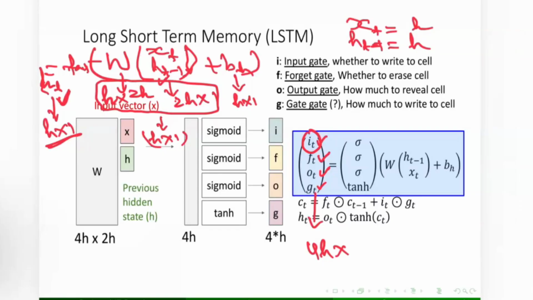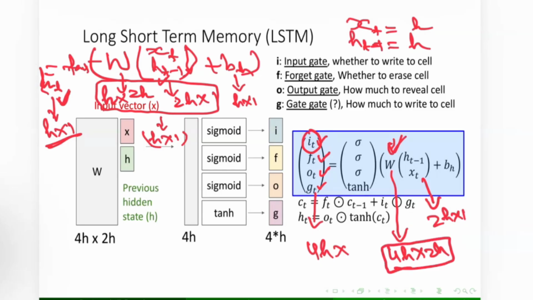So if I want 4H values, what would be the size of the W matrix? The size of the input is fixed, because here ht is H and xt is H, so we have 2H into 1. Now, what will be the dimension of W here? The dimension of W would be 4H into 2H, because I want four different gates, and every gate should have the dimension H. This is your fully connected layer, and it is multiplied with your input and gives you a vector of dimension 4H.